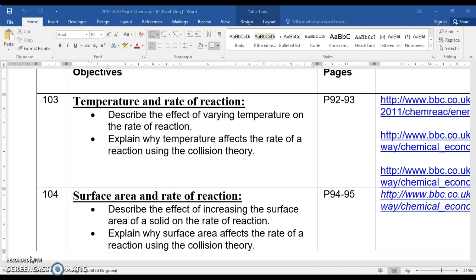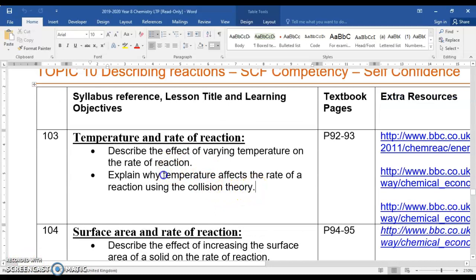Now I'm going to introduce to you a theory called the collision theory. It's sometimes called particle theory. So for some of you, you'll be able to appreciate why it is that we have these effects of varying temperature on the rate of reaction using this theory. I'm going to show it to you through some animations. So the first thing I'm going to talk to you about is what a reaction rate is.